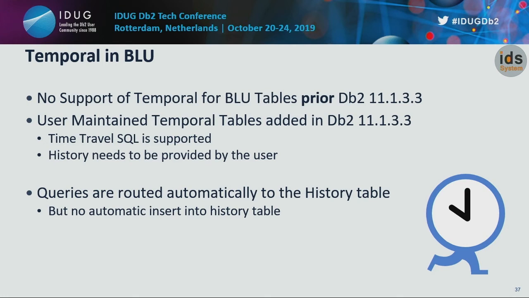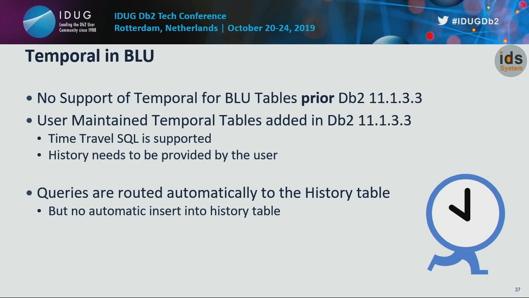Well, basically, by your ETL system, you're doing ETL processing anyway. So this would be the first step. I hope they go on, but this is the first step. So queries are routed automatically to the history table. This means time travel SQL is really working, but the maintaining of the history table is done by your jobs in the ETL system. Okay, so this is what we got.